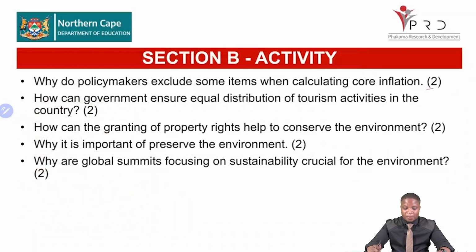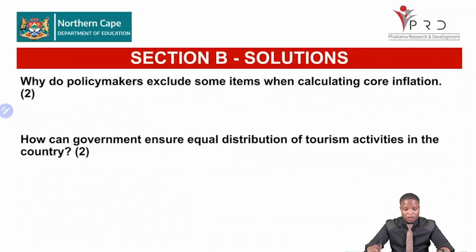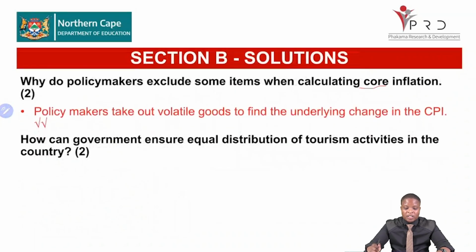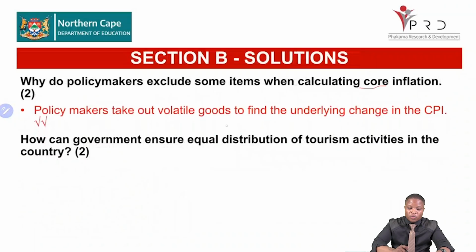Right, grade 12, our time is up. Let's look at our marking guideline. Why do policymakers exclude some items when calculating core inflation? Remember, core inflation, we exclude items that are highly volatile. Policymakers take out volatile goods to find the underlying change in the CPI. The highly volatile goods are those where prices keep on changing, so we cannot really use them to calculate our CPI. So we want to look at the core inflation.